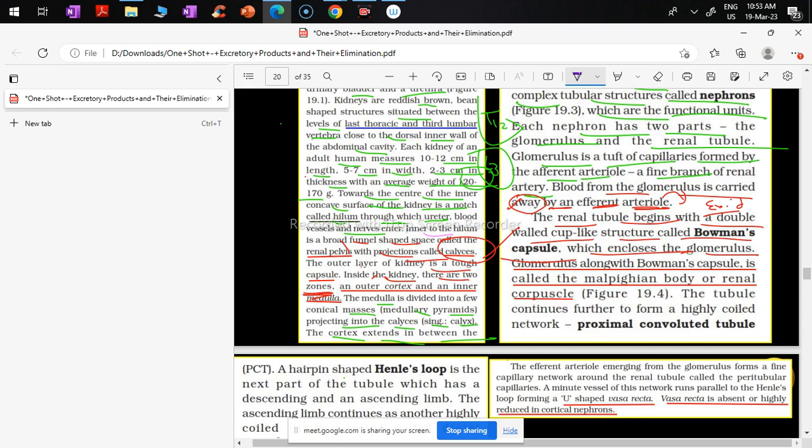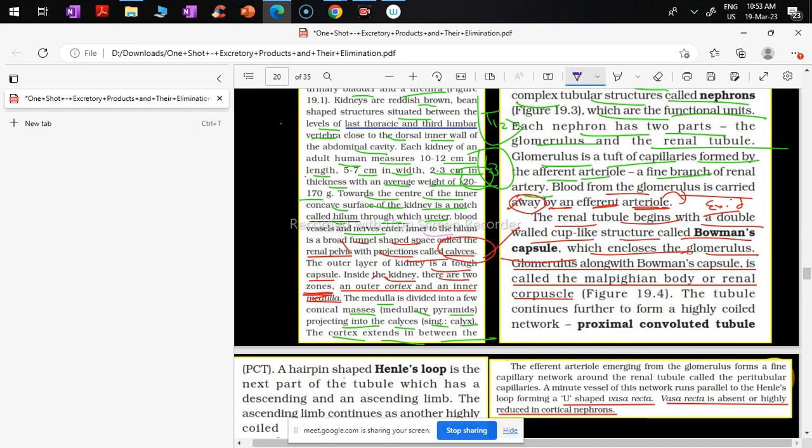First one is our glomerulus. Second one is our renal tubule. Our renal tubule begins with a double-walled cup-like structure called the Bowman's capsule, which encloses the glomerulus. So the glomerulus along with the Bowman's capsule is called the Malpighian body.